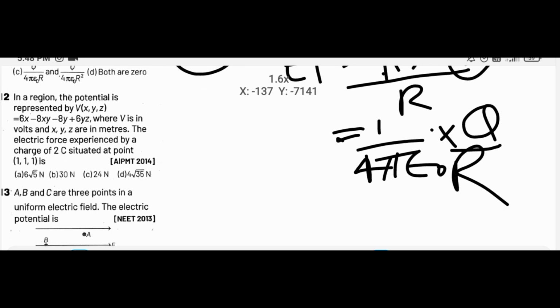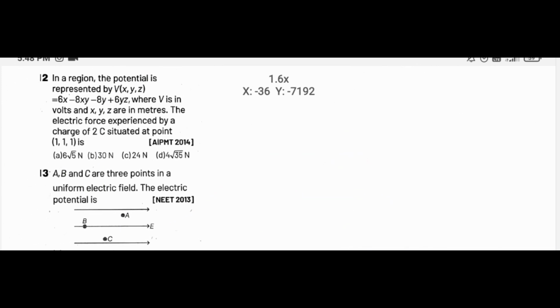Next, moving on to the next question, that is the 12th question. In a region, the potential is represented by V of coordinates x, y, z.